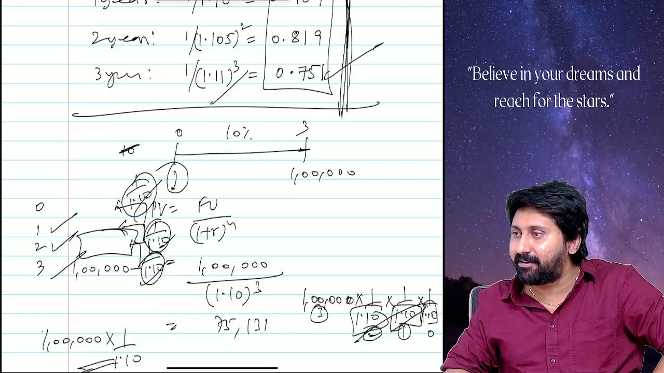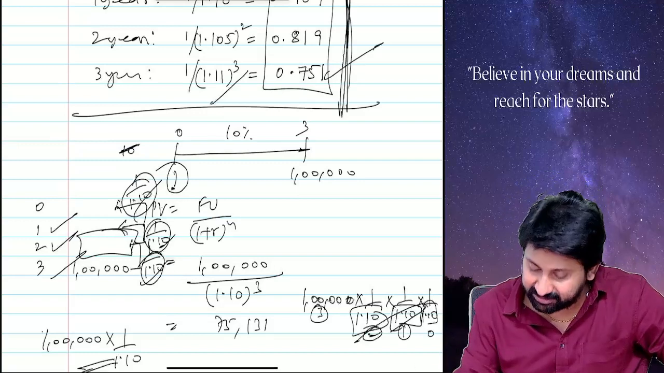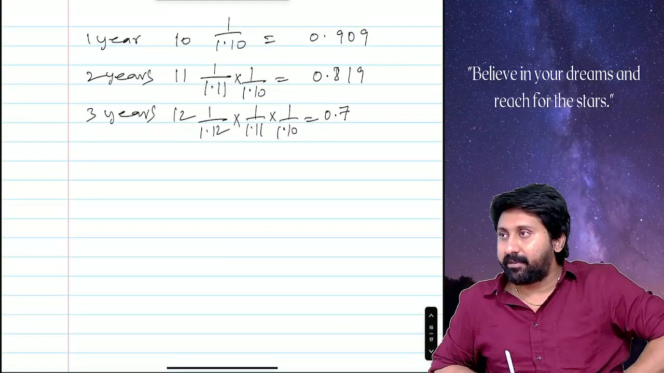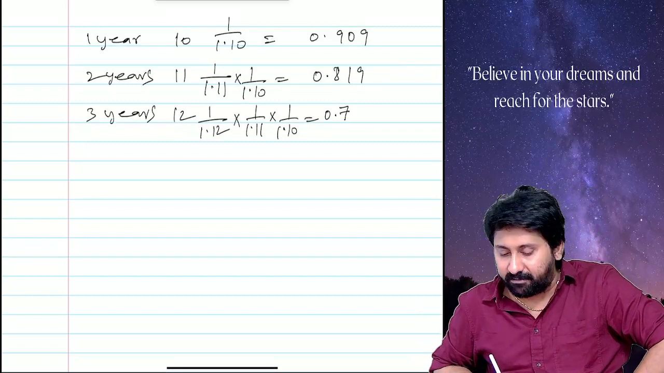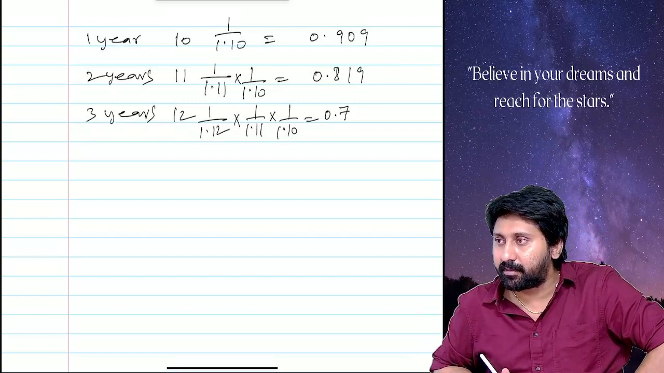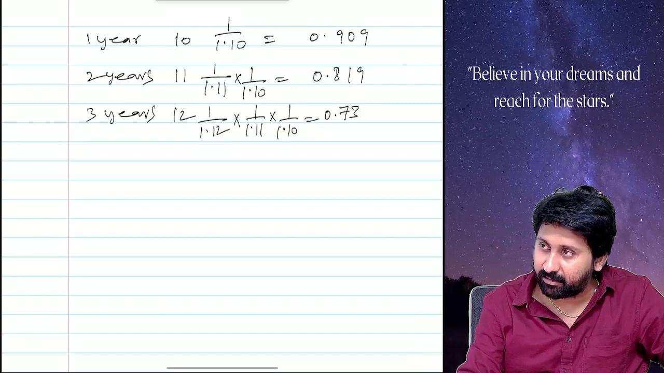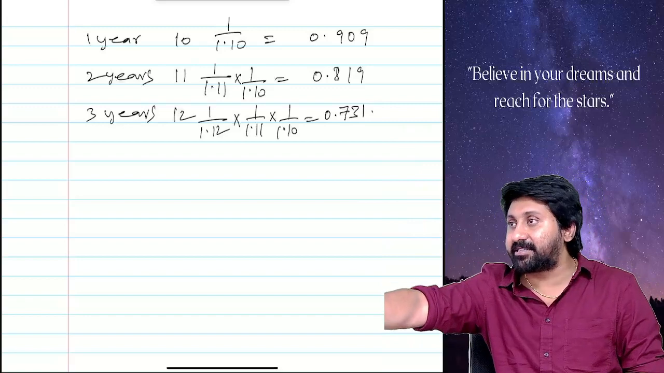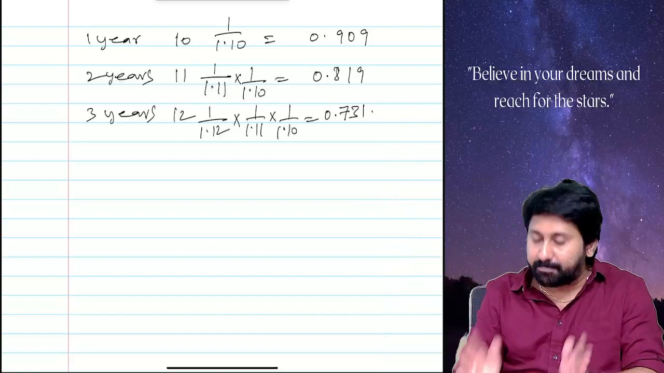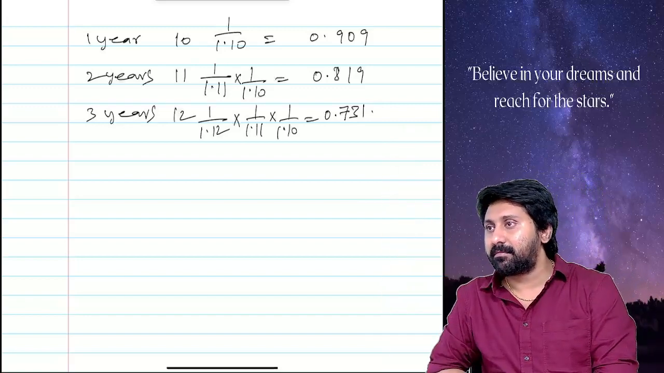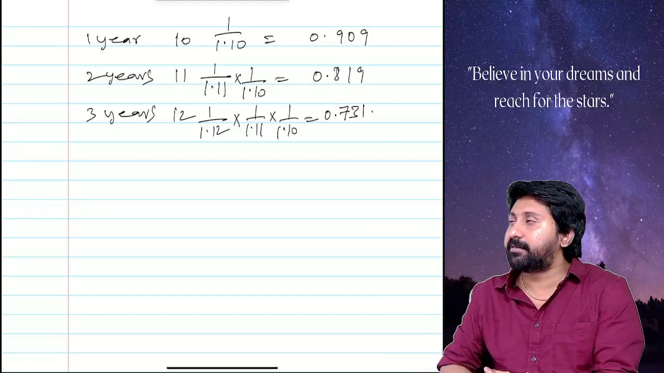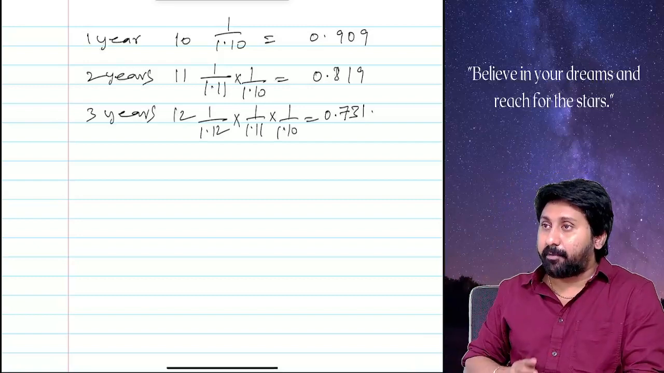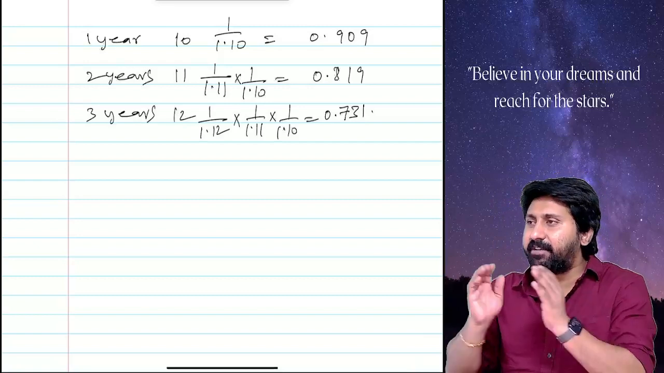1 by 1.1 is 0.731. Now you do this: 1 by 1.12 divided by 1.11 divided by 1.10. 0.731. What do you understand from this? Whether you take average rates or forward rates, the PV factors are the same. Correct? Will the discounting rates change or not? The discounting rates 0.909, 0.819, 0.731 will change or will not change?